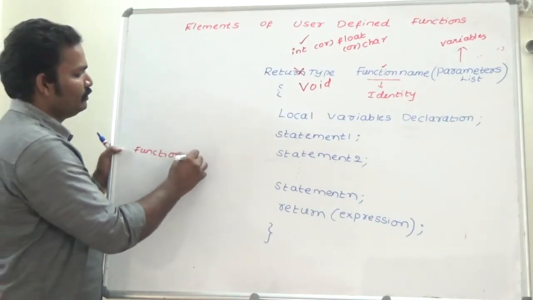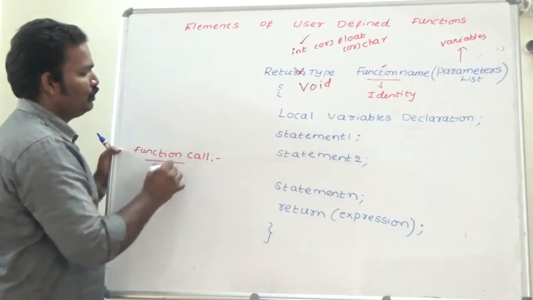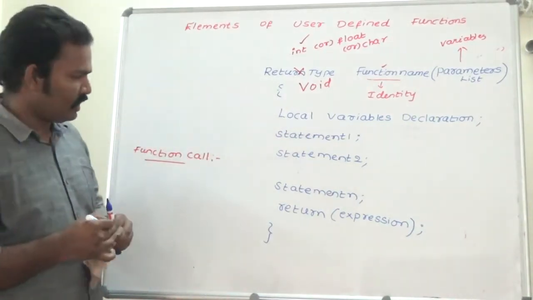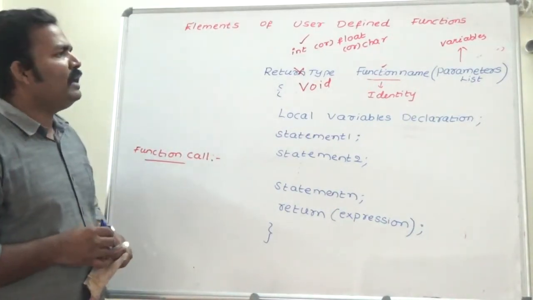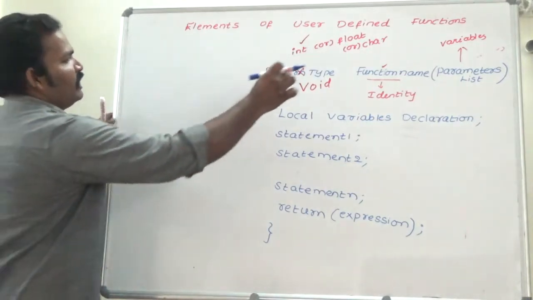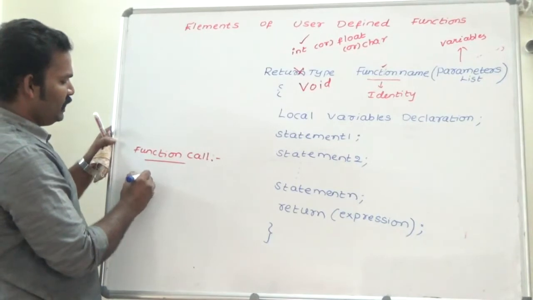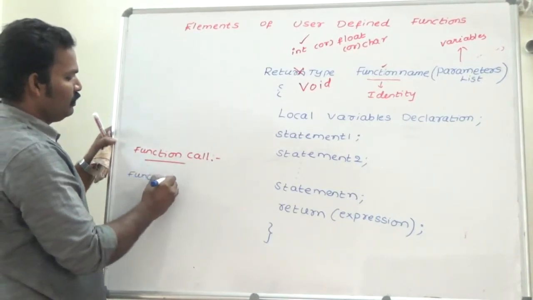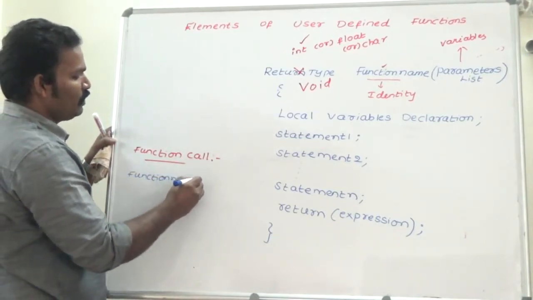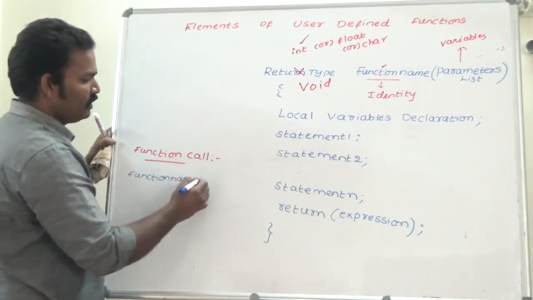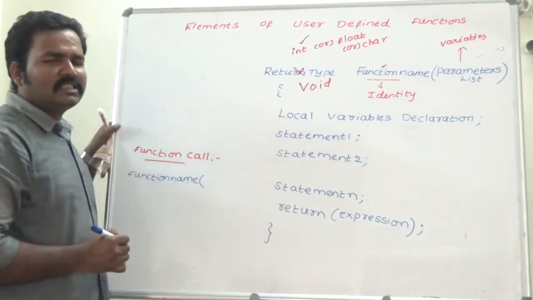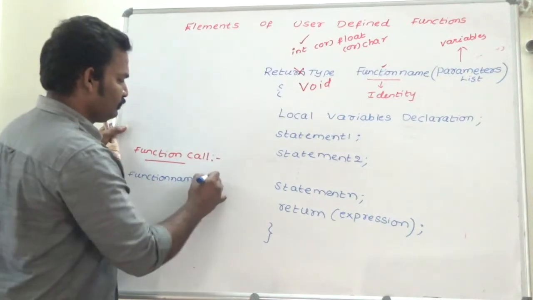Function call. So how to call a function? A function can be called by using function name. A function can be called by using function name followed by list of parameters.